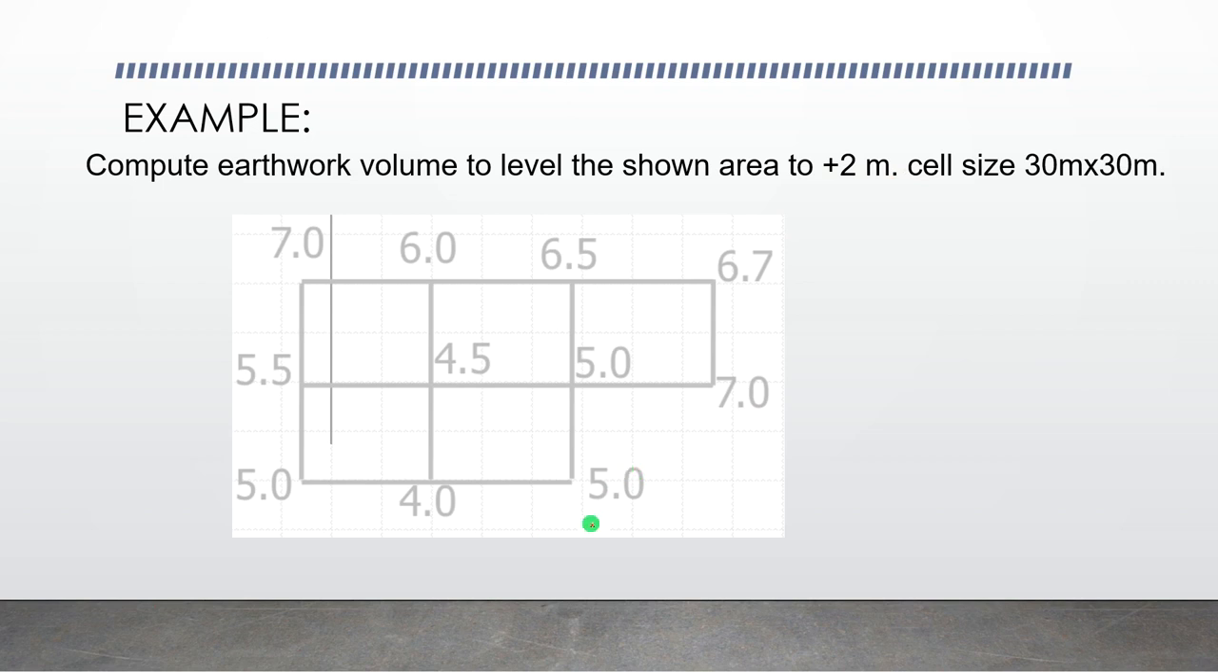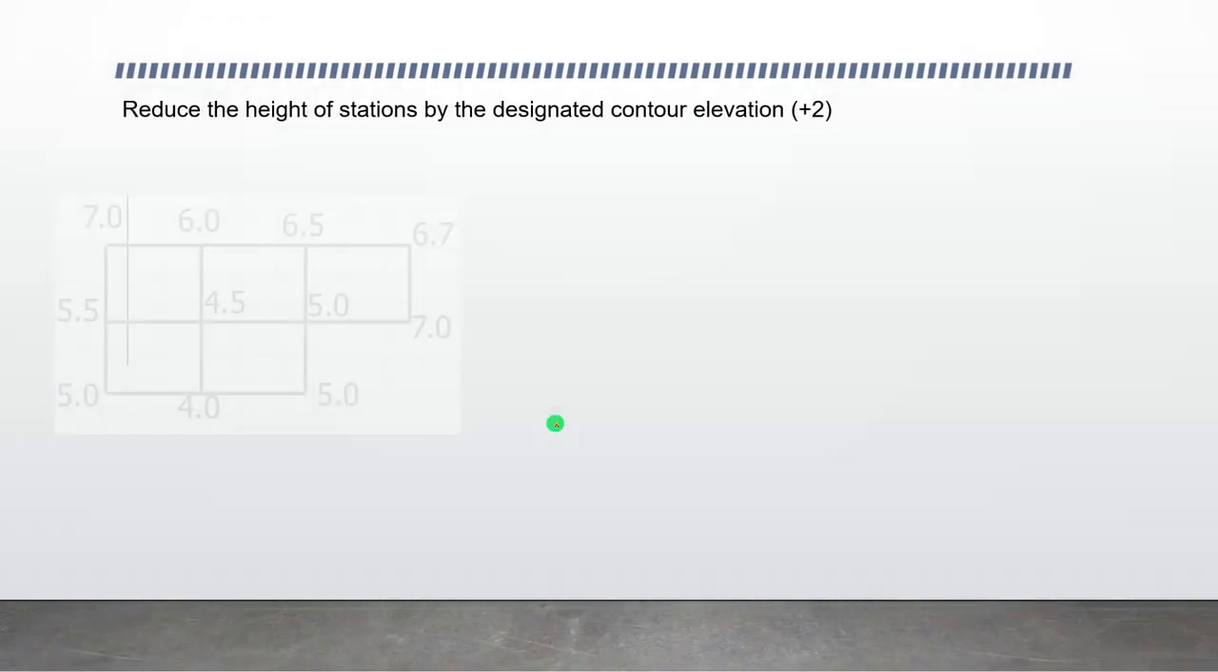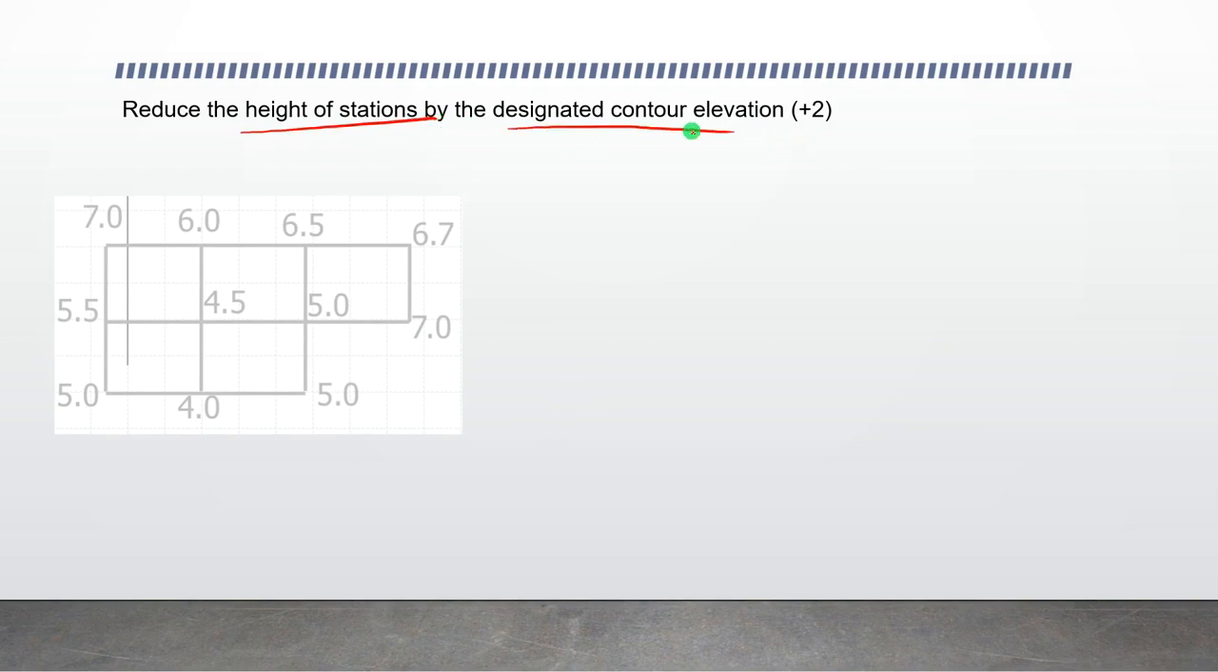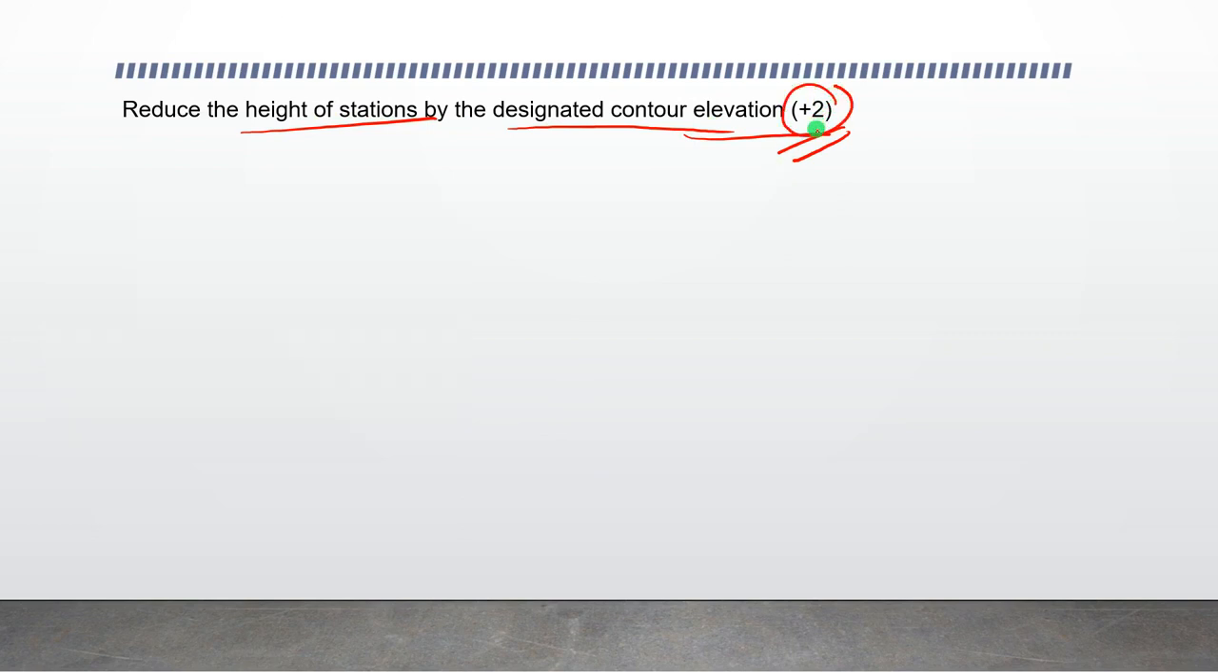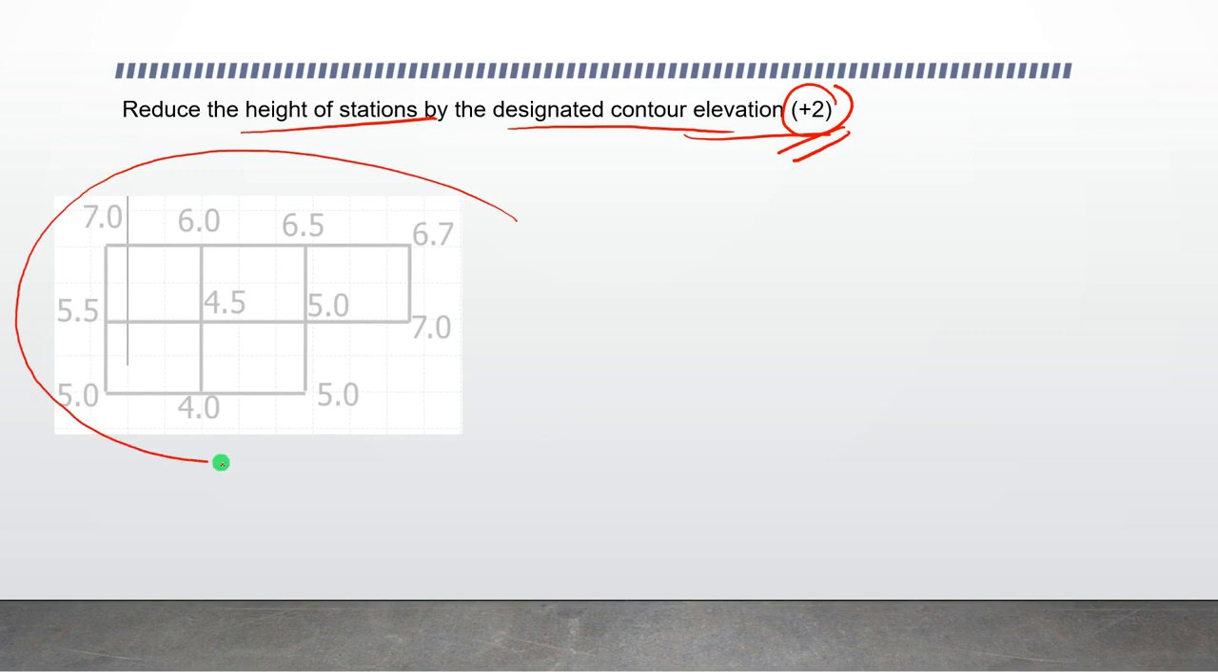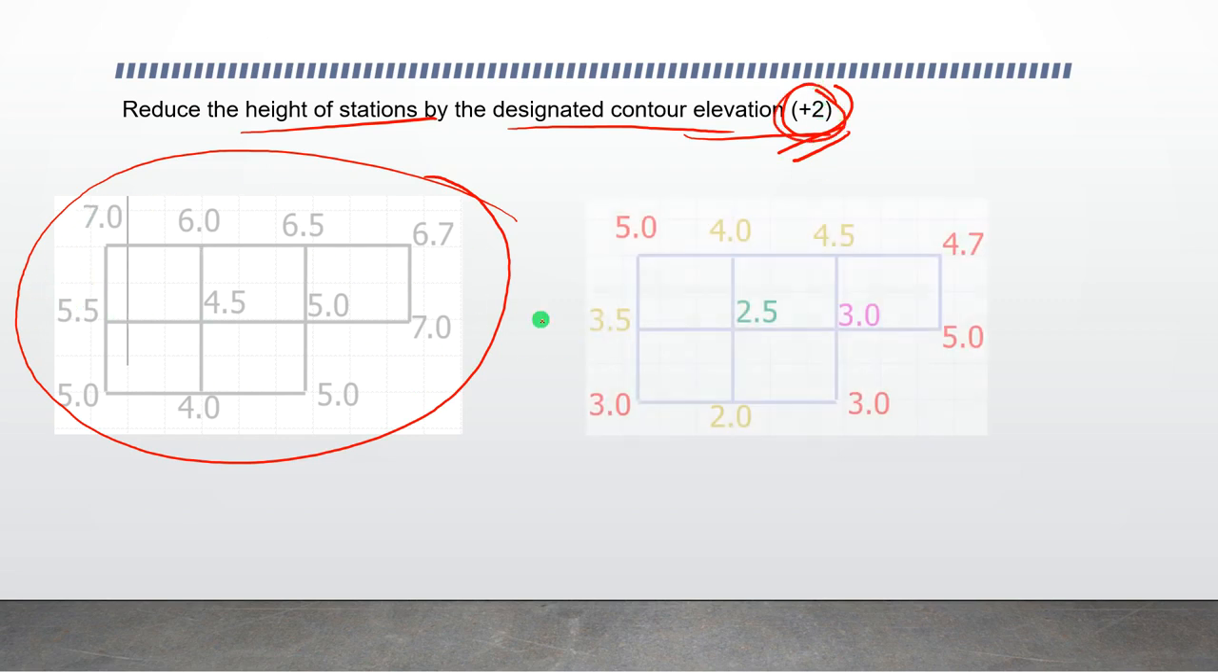Okay, so what will we do if we have a cell size of 30 by 30? We can now determine the area of a single cell. 30 by 30 is 900. First, reduce the height of each station to the designated contour elevation. If we have a positive 2, it means that we reduce the given elevation by the given contour elevation, which is positive 2. Subtract positive 2 from all the given elevations.